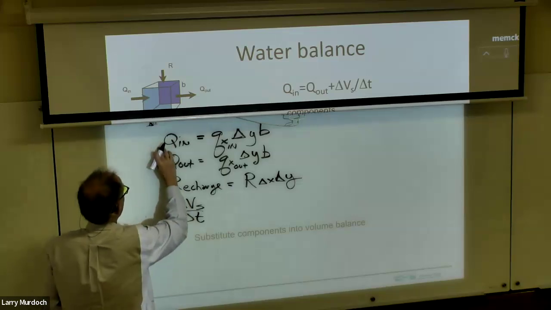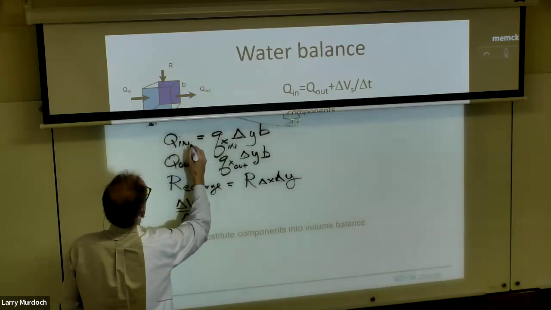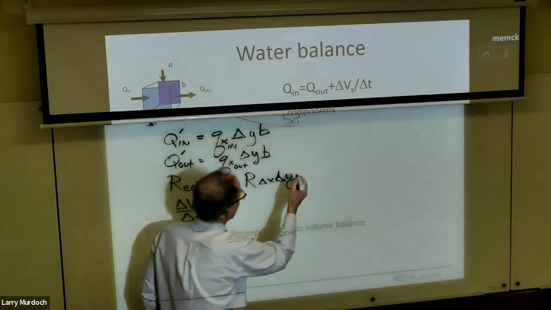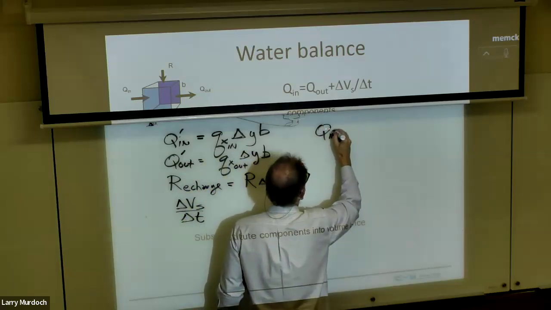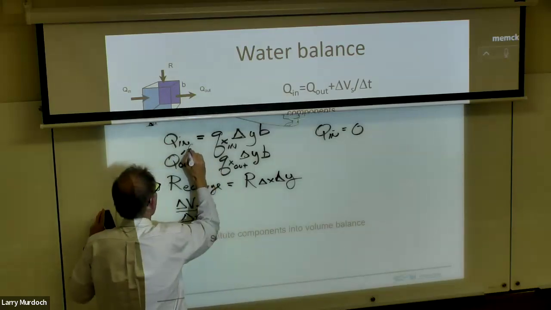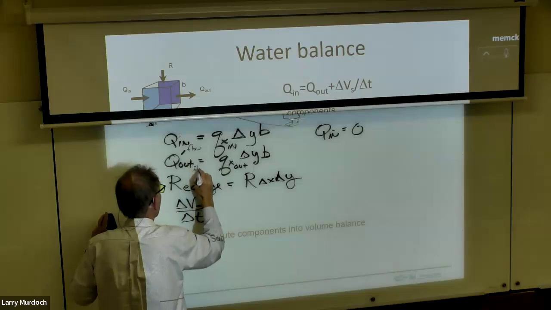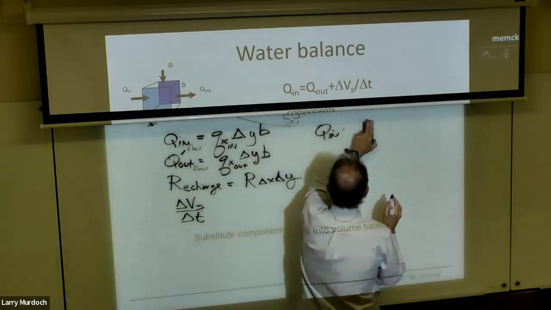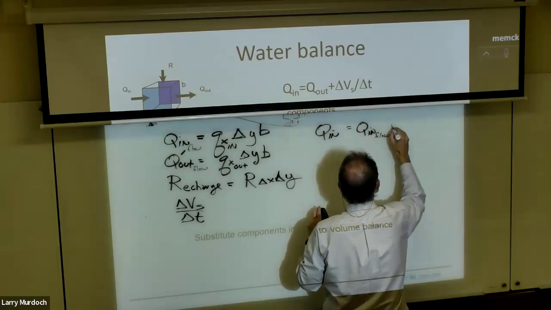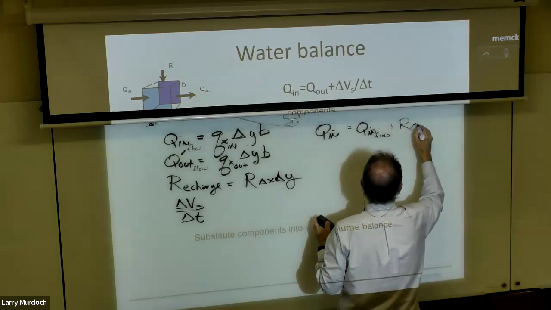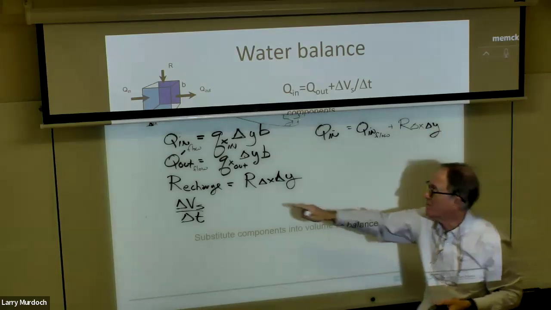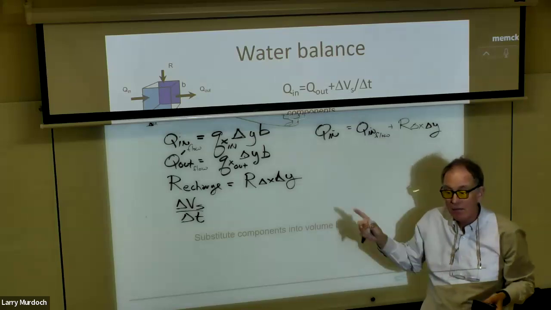Let's call this Q in, Q out, prime. Because the overall Q in, well, let's call it Q in low and Q out low. Okay, because the overall Q in is going to be Q in by flow plus R delta X delta Y. And then Q outflow is just going to be Q out.